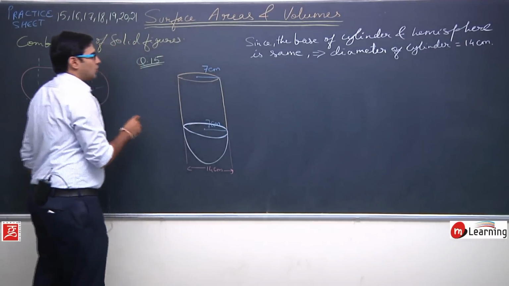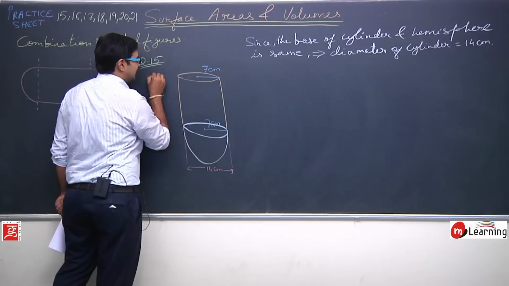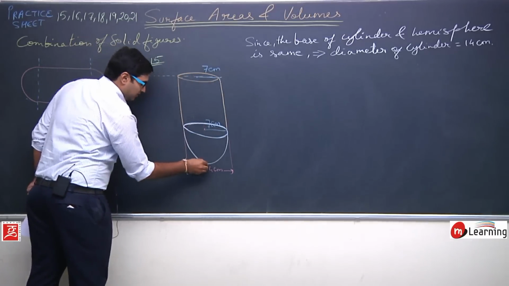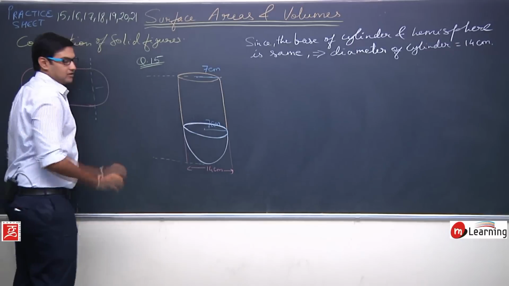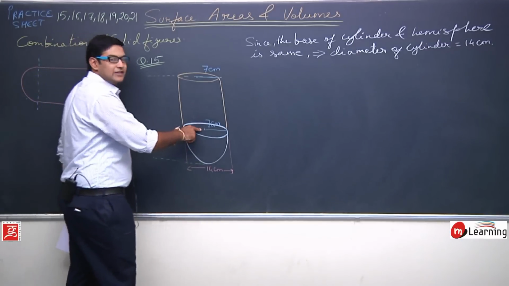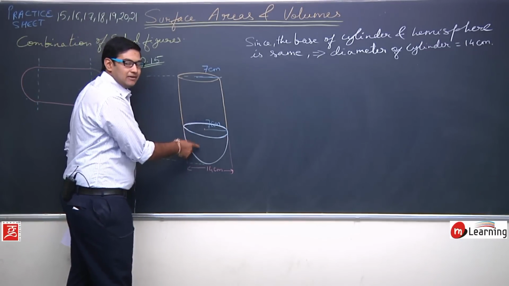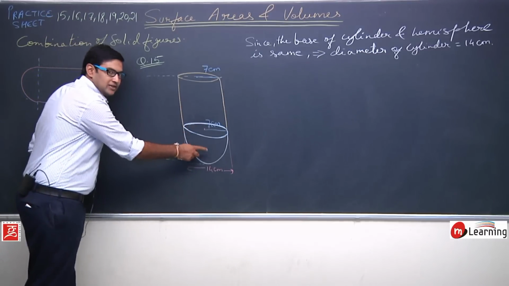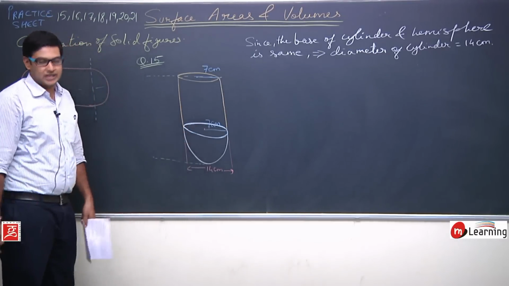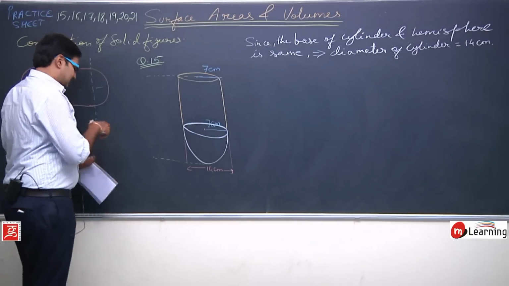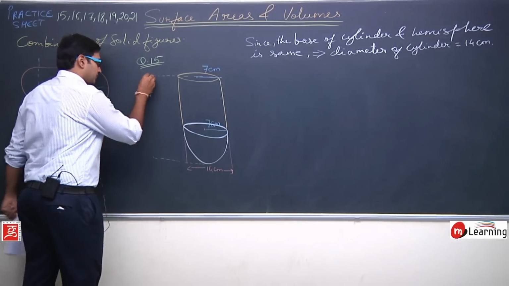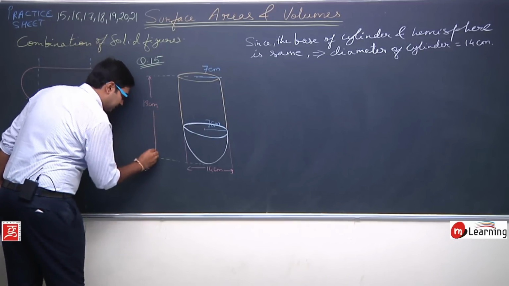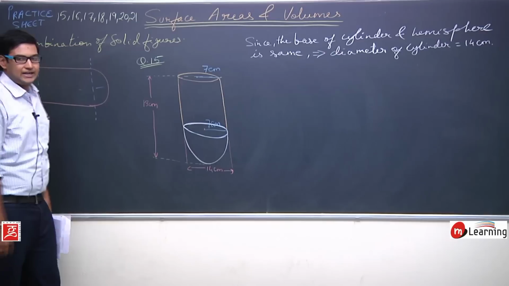Okay, the distance between the top and the bottom. Now the top of the vessel is the top of the cylinder and the bottom of the vessel is the bottom of the hemisphere, because the bottom of the cylinder is not the bottom of the vessel. The vessel is made up of two different figures. That's why I will say that the bottom of this hemisphere is the bottom of the vessel. And it says this complete height is 13 centimeters.